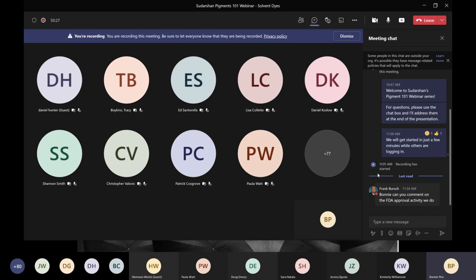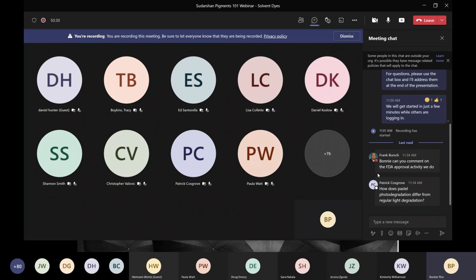Okay, there's a question on the FDA approval. Right now we have 3 of our dyes, the Solvent Red 135, the Solvent Orange 60, and the Solvent Red 179. They are currently in the FDA approval process right now, and so we are looking forward to getting those final approvals. It's hard to say the timeline when you're talking about the FDA approvals, but suffice it to say that they are in process. As soon as we have that information, we will be glad to pass that along to you.